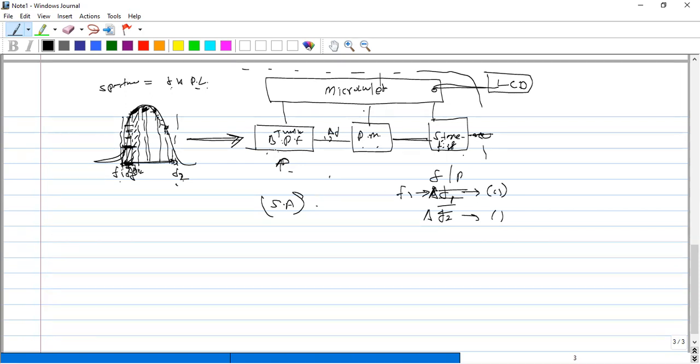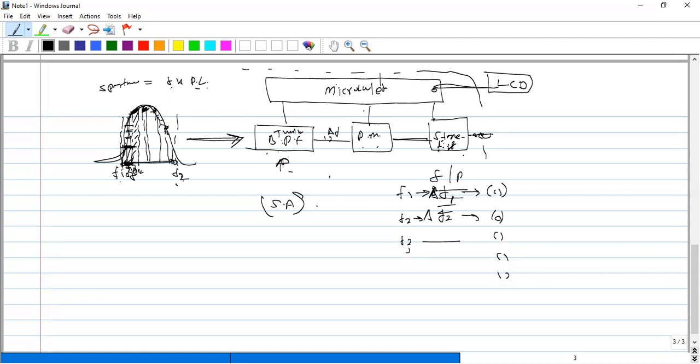Then again, this band pass filter is tuned to another band, let's say delta F2, then you can consider the middle frequency F2. Then you can measure the corresponding power level using this power meter. Likewise, you can tune this band pass filter for several bands within this range F1 to F2, then you can get the corresponding power level. You can store it here.